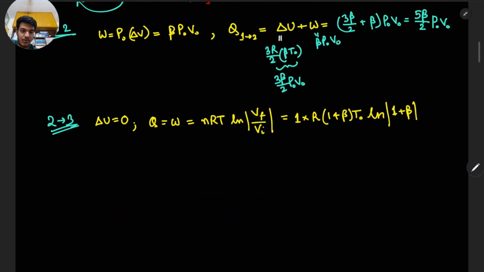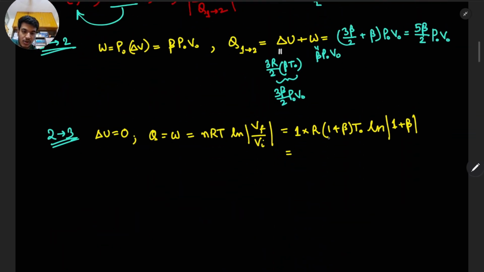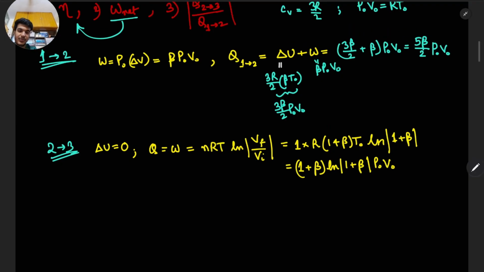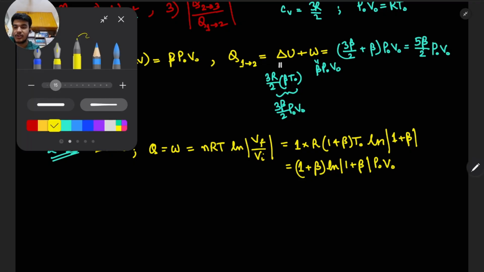Alright, and we know RT naught is P naught V naught. So I can easily write this as ln 1 plus beta P naught V naught. This is my heat transfer and work done for the second to third step.